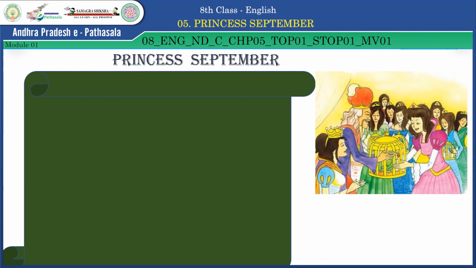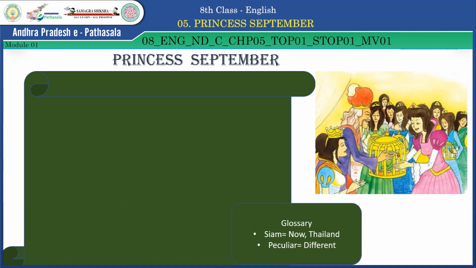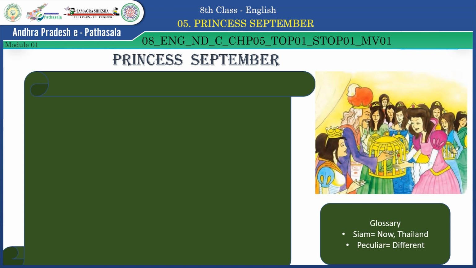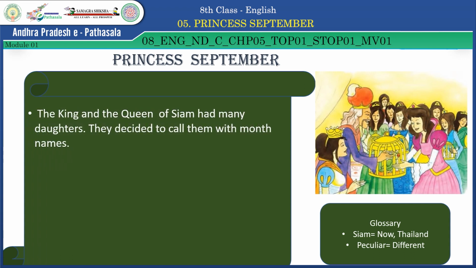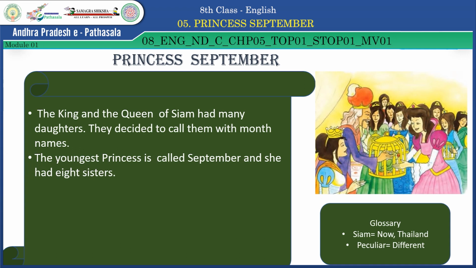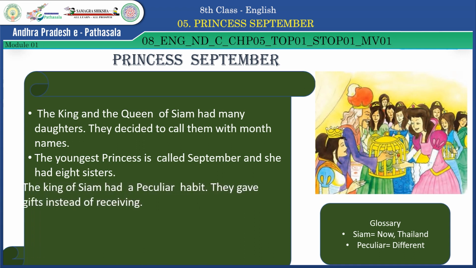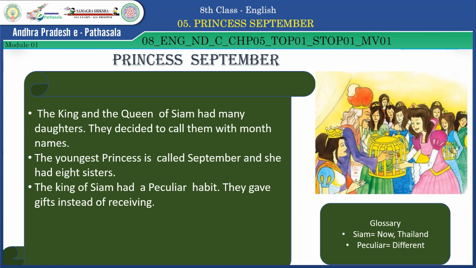Princess September. Glossary. Siam, now it's called Thailand. Peculiar, different. The king and queen of Siam had many daughters. They decided to call them with month names. The youngest princess is called September and she had 8 sisters. The king of Siam had a peculiar habit. They gave gifts instead of receiving.